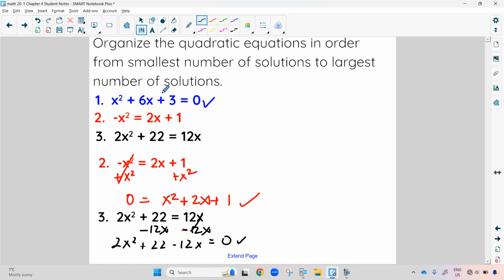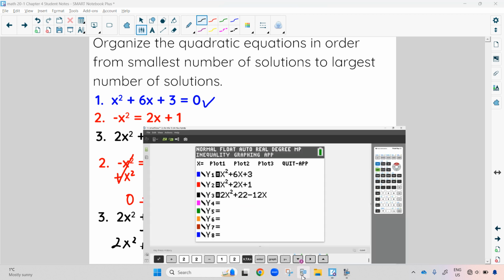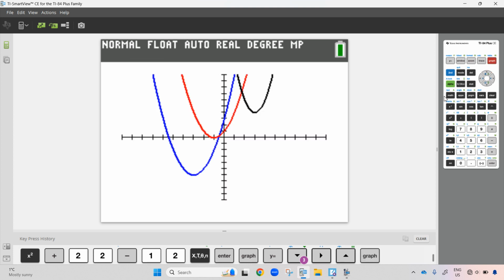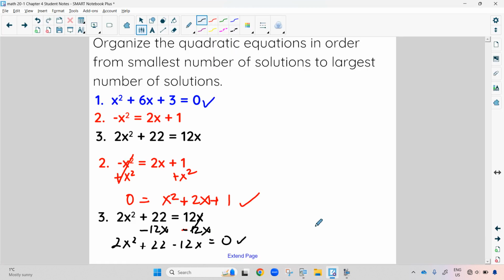So I'm going to put number 1, 2, and 3 into my graphing calculator. So you can see I entered number 1 into y1, equation 2 into y2, equation 3 into y3, and I'm going to hit graph just to see the number of solutions. So there's my graph, and I can see that this blue one has 2 x-intercepts, the red one has 1 x-intercept, and the black graph has none. So let's go back here and let's record that.